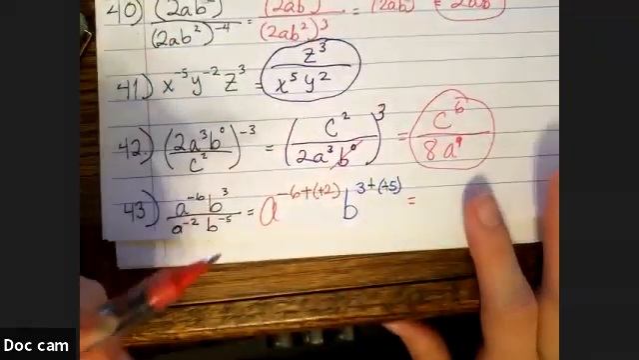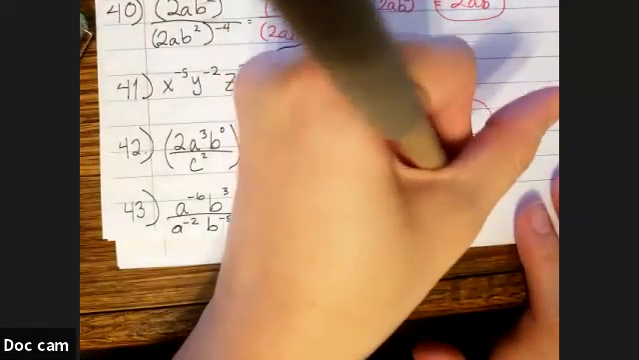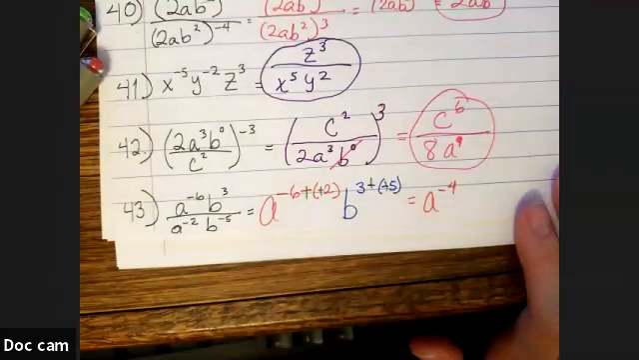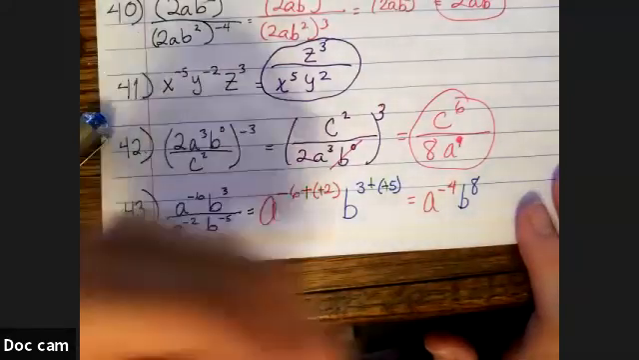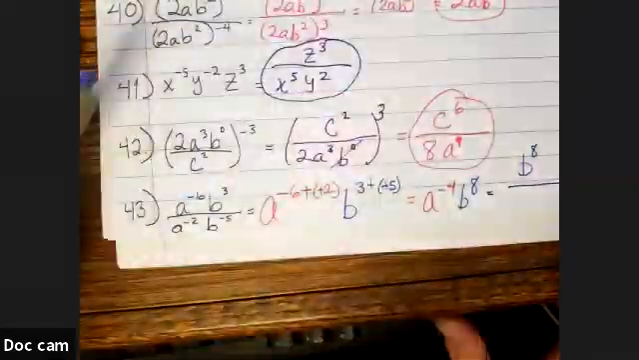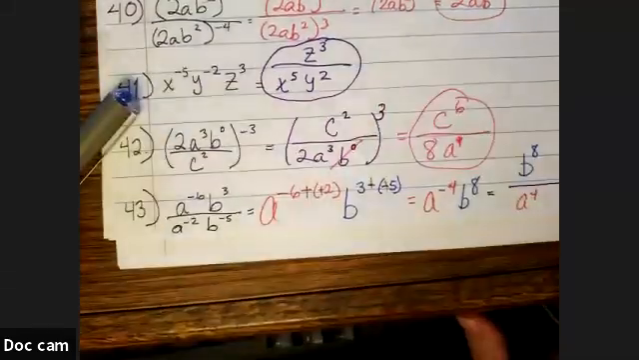All right, so negative 6 plus 2 is going to equal negative 4. So a to the power of negative 4. And then 3 plus 5 is 8, so that's b to the 8. And then we can take the one that has the negative exponent and move it to the denominator. So it's going to end up being b to the 8 over a to the 4.